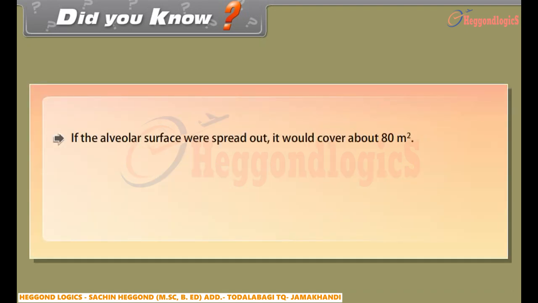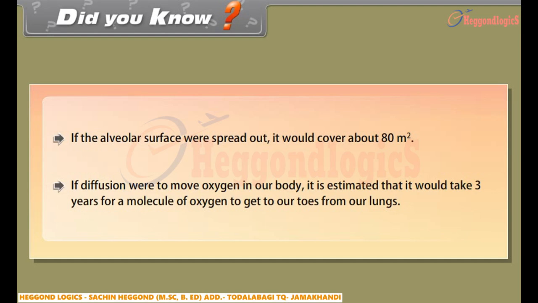If the alveolar surface was spread out, it would cover about 80 meters square. If diffusion were to move oxygen in our body, it is estimated that it would take 3 years for a molecule of oxygen to get to our toes from our lungs.